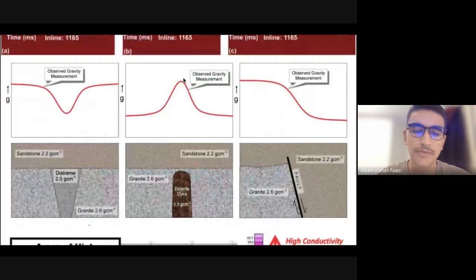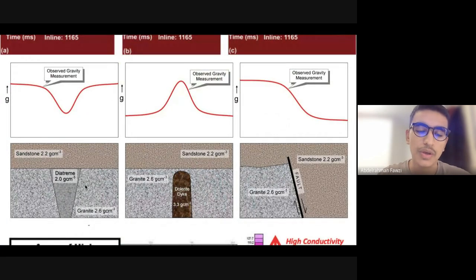For example, we have gravity. Let's say we are scanning a specific depth. While we are scanning, we say, for example, this gravity is high. Okay, that's good because we have granite and it's still high. This actually represents density, basically. So suddenly it drops, right? Because of this rock. This rock, as you see, is less dense than the granite. Granite is 2.6, this one is 2.0. So we're going to have a decrease in gravity. So understand that the density here is lower.